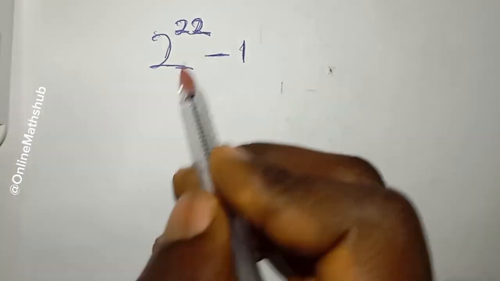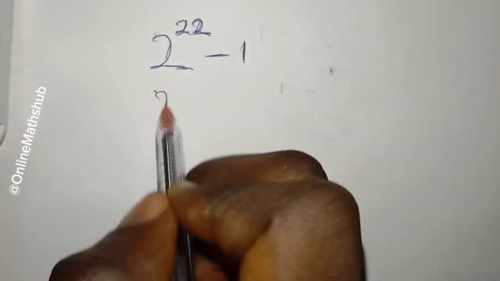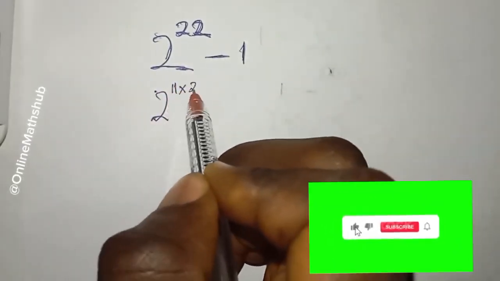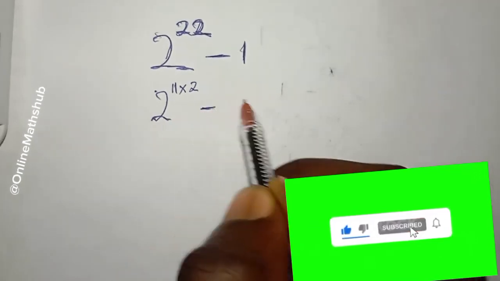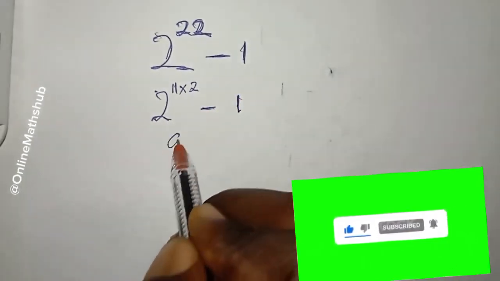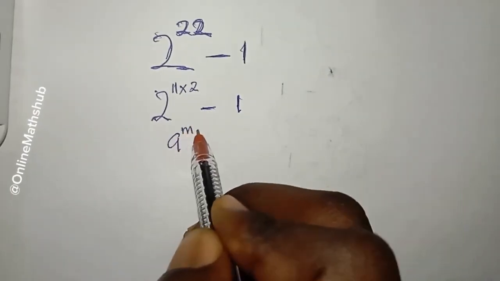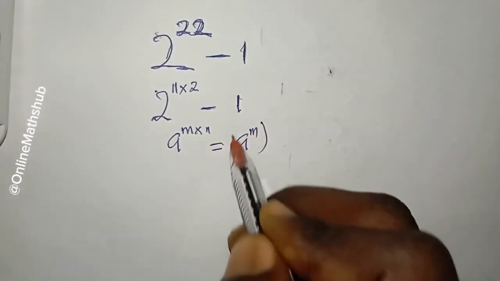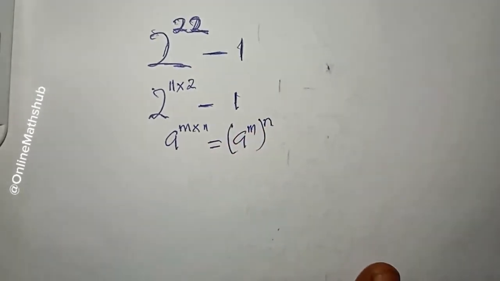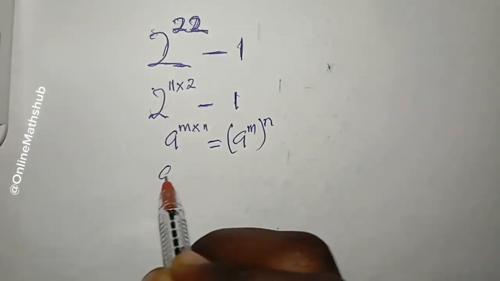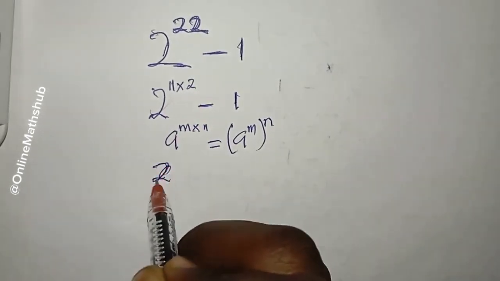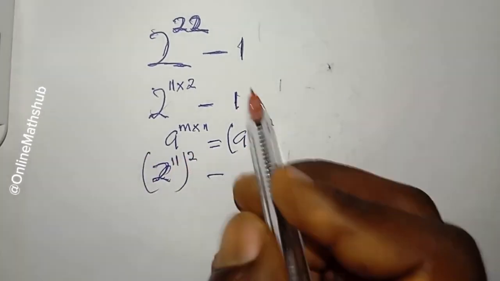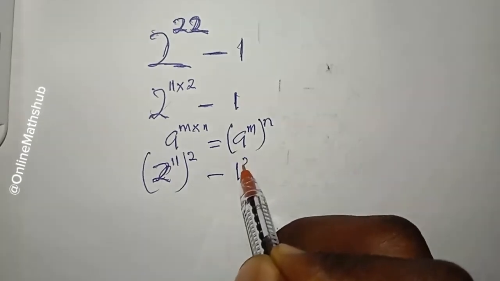Okay, so moving on, I am actually going to write this 2 power 22 as 2 power, and I can write this 22 as 11 multiplied by 2, and then of course minus 1. If you remember, when you have a power m multiplied by n, you can actually write this as a power m and then all bracket n. So what we now have is 2 power 11 and all bracket 2 minus 1. I can write 1 as 1 power 2.